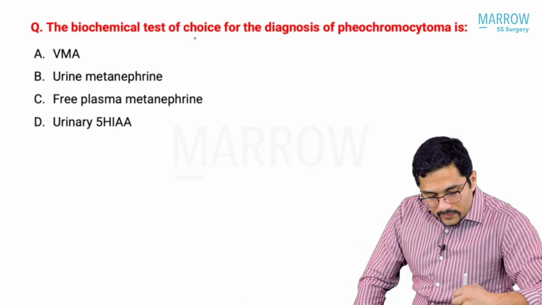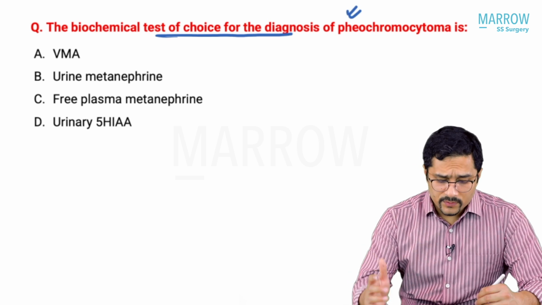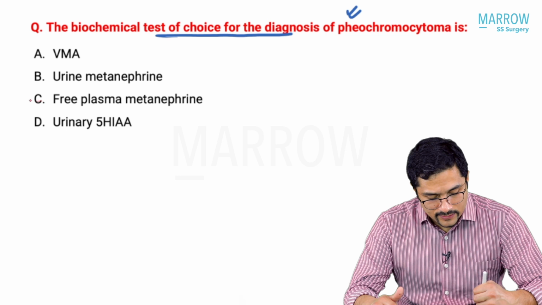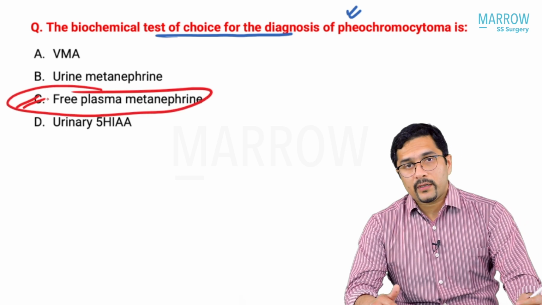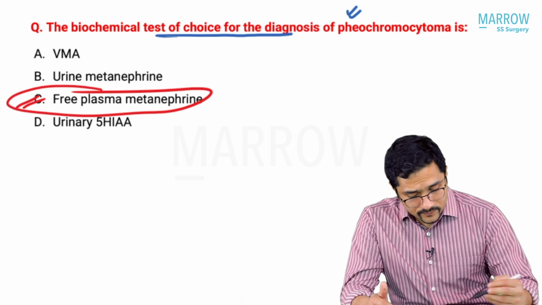What is the biochemical test of choice for the diagnosis of pheochromocytoma? I think this was a very easy and straightforward question. The answer was plasma-free metanephrines. Plasma-free metanephrines was the correct answer here.